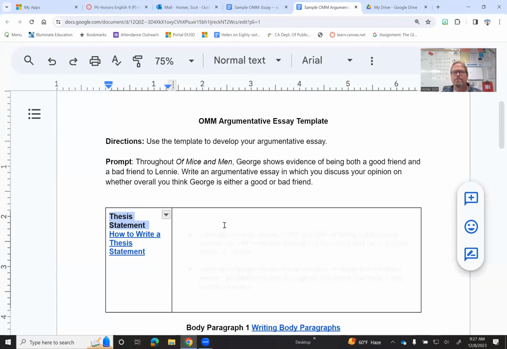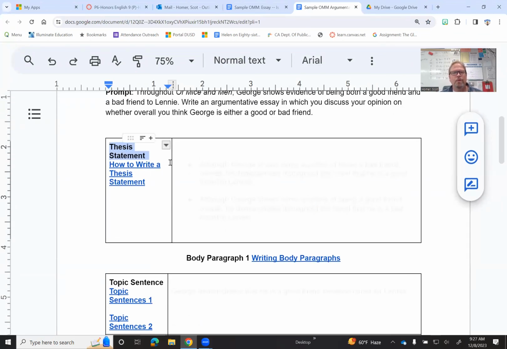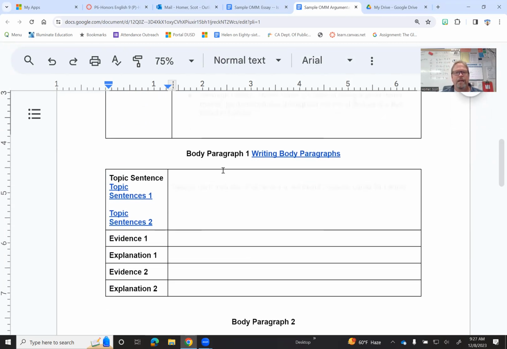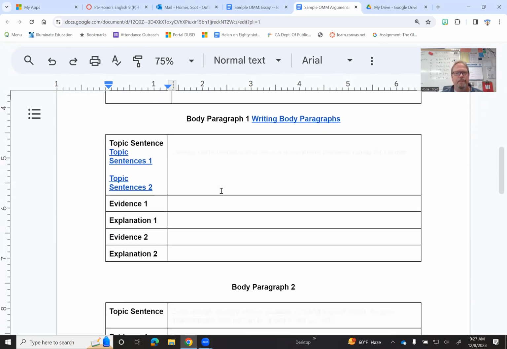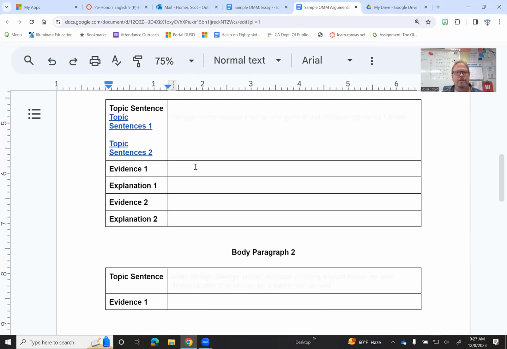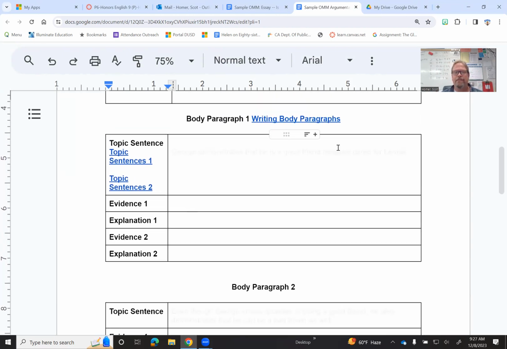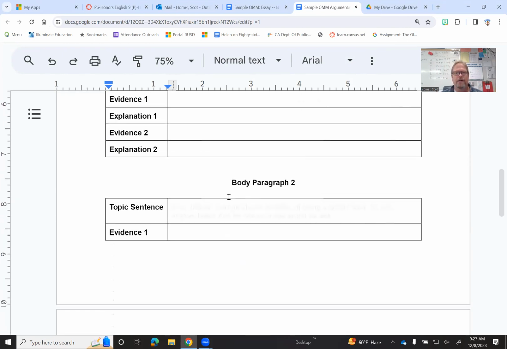Okay, so in the overall construction of the essay, we're going to start with writing a thesis statement. The thesis statement is going to show which side of the issue you believe, whether you believe George is overall a good friend or overall a bad friend. Then we're going to have 2 body paragraphs. I'll get into the construction of those in a minute, but one body paragraph is going to be why George is a good friend. The other body paragraph is going to be why George is a bad friend.